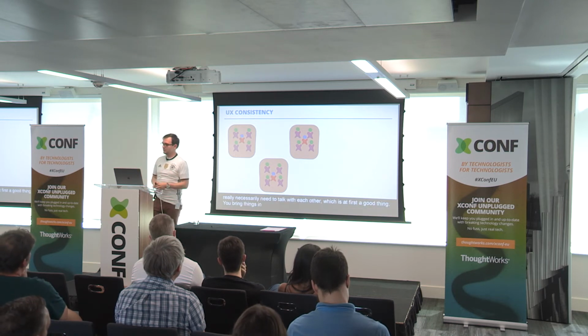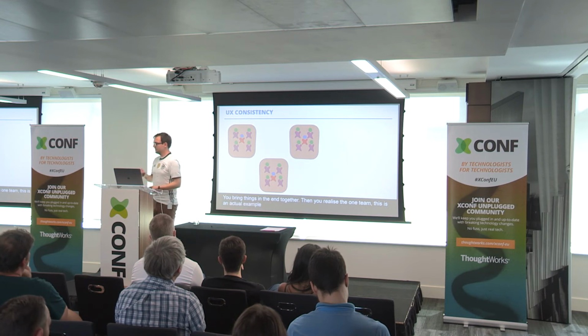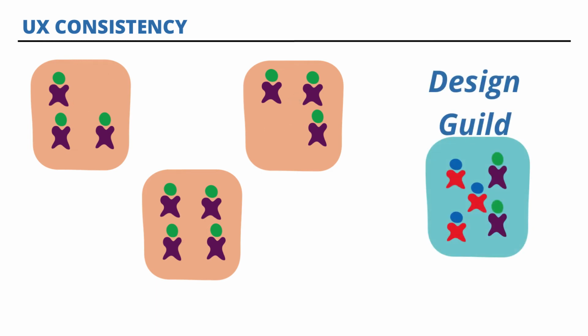And then you realize the one team, this is an actual example, does autosave. The other team clicks on a save button. The one team has an X button there, which is going to the page before. The other one has, down next to the save button, a back button. We had to strongly enforce a design guild.